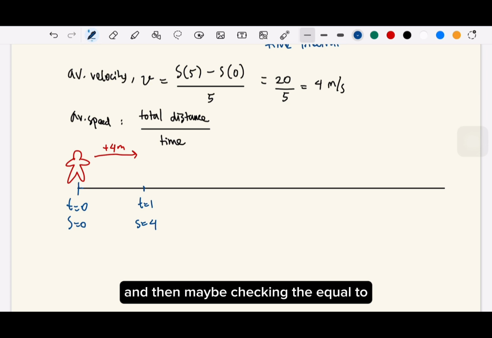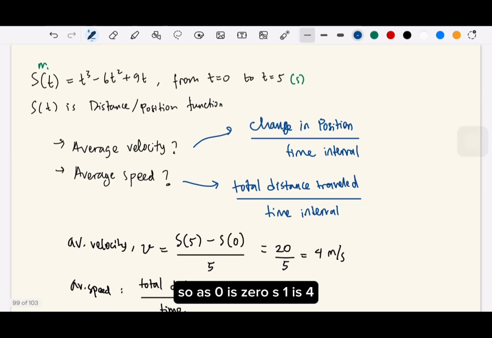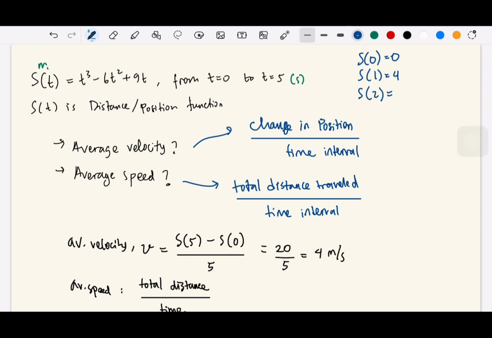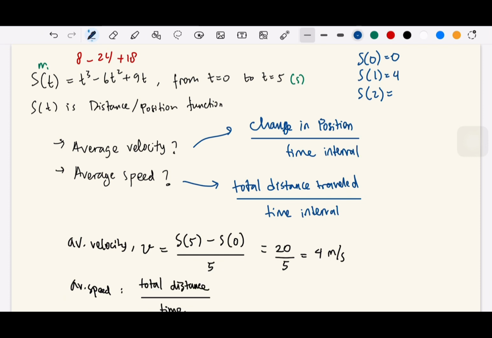And then maybe checking t equal to 2. What will happen at t equal 2? S0 is 0, S1 is 4. What happened with S2? S2 will be what? 8, minus 24, plus 18. So it will be 2, right? Will be 2.